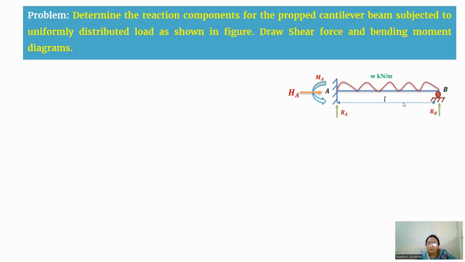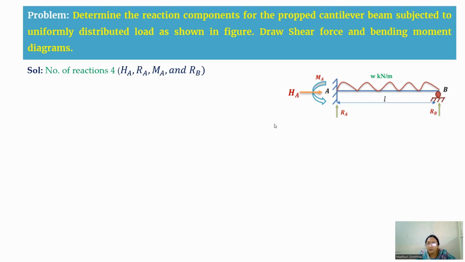length L. Before analyzing this problem or before determining the reaction components, first we should find the number of unknowns for this propped cantilever beam. So for this, you have to write how many reaction components are there. So first step is to write the number of reaction components.